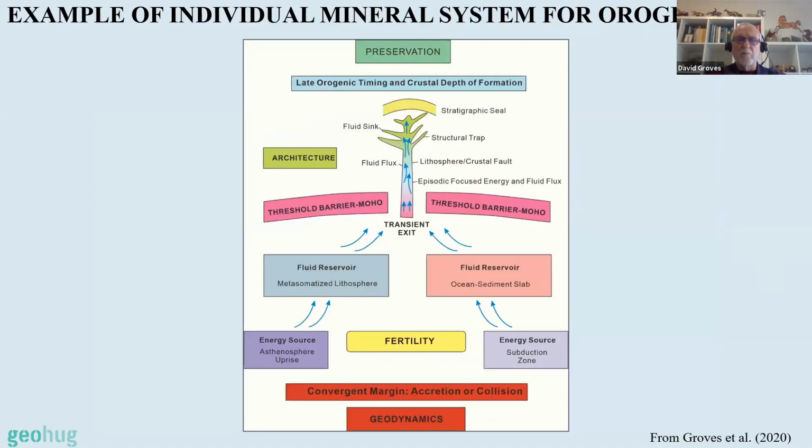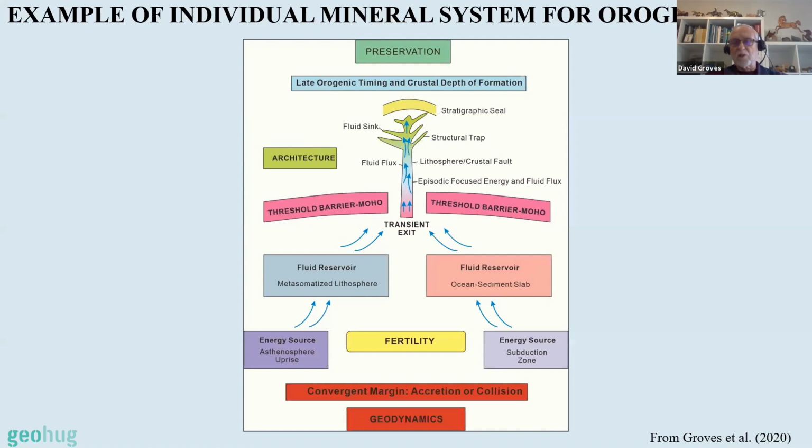Well, here's an example of an individual mineral system for orogenic gold that I've just recently published. So we start in geodynamic setting, look through fertility, go up through architecture, and then how they're going to be preserved, because orogenic gold is preserved because of its late orogenic timing. It's the last thing that happens in the terrain, so it's preserved. Some of you who know John Ronsky will see things like transient exits and threshold barriers and so on, which I've unashamedly taken from some of his concepts.